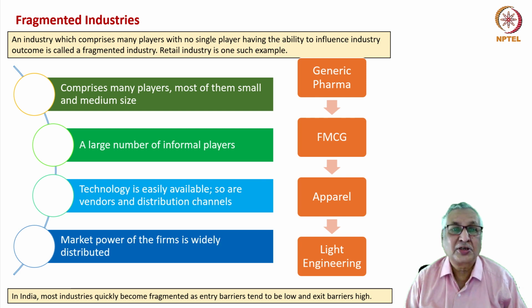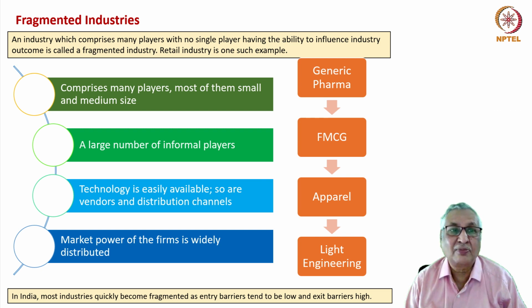It would rather be called a concentrated industry. A fragmented industry is one where everybody is split into many equal parts and no one has any capability to influence the industry direction or industry movement compared to any other. Retail industry is one such example. A fragmented industry comprises many players. Most of them would be small and medium size. A fragmented industry would also comprise a large number of informal players, that is, players who are not registered, players who are there in every nook and corner but cannot be seen to be large players.